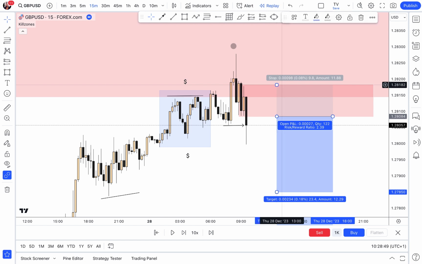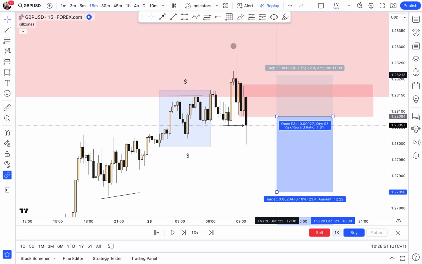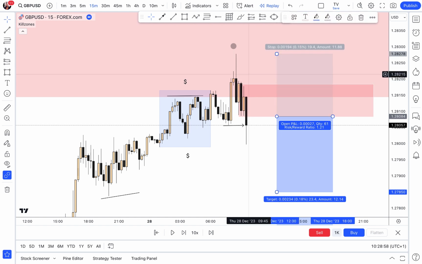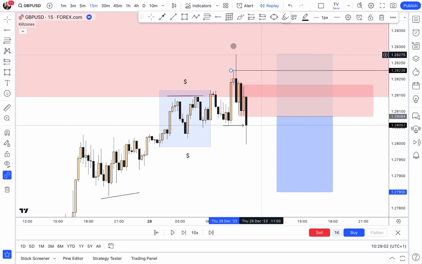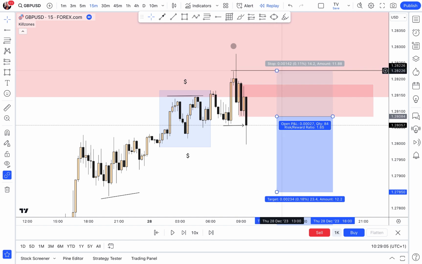This is about 9 pips, but for me, I don't like to have tight stop loss. I'll move my stop loss up to this level. Okay, or sometimes I may just refine down. It depends on how the trade is presenting itself on the charts.